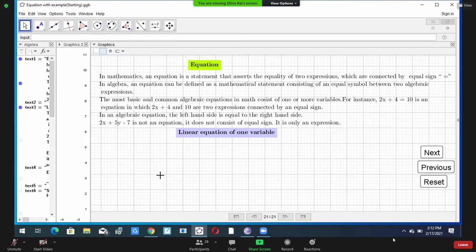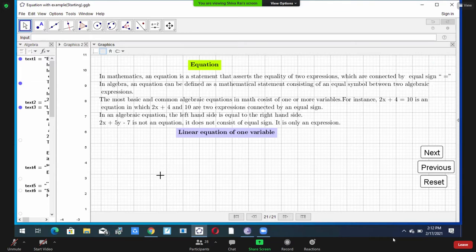Okay, in mathematics, an equation is a statement that asserts the equality of two expressions which are connected by equal sign. Look, equation means equality of statements, or expressions, so you can say equality of expressions. Two expressions connected by equal sign.